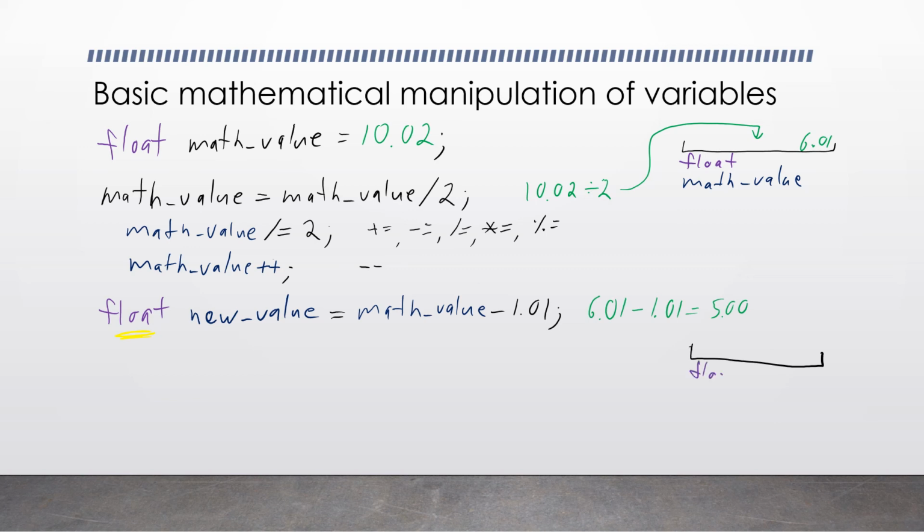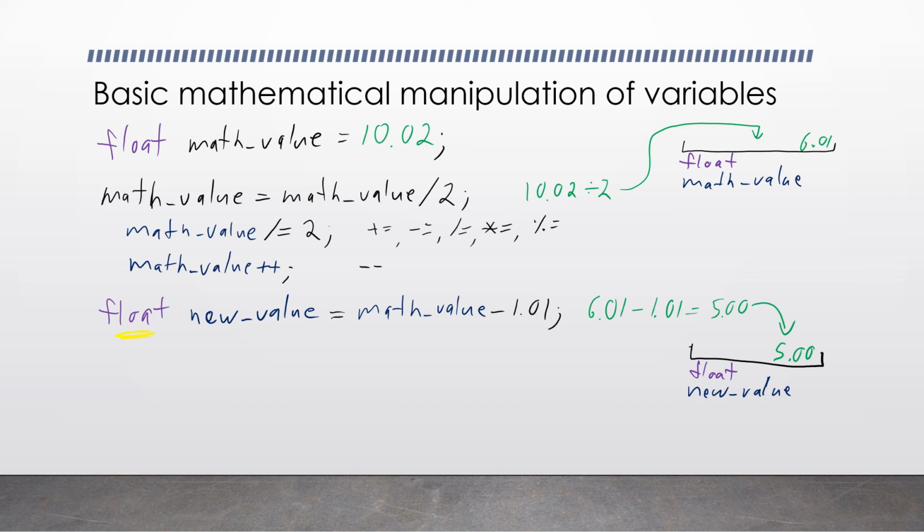Type float, name, new value, and we're going to stick in the result of our operation, 5.00. Okay?